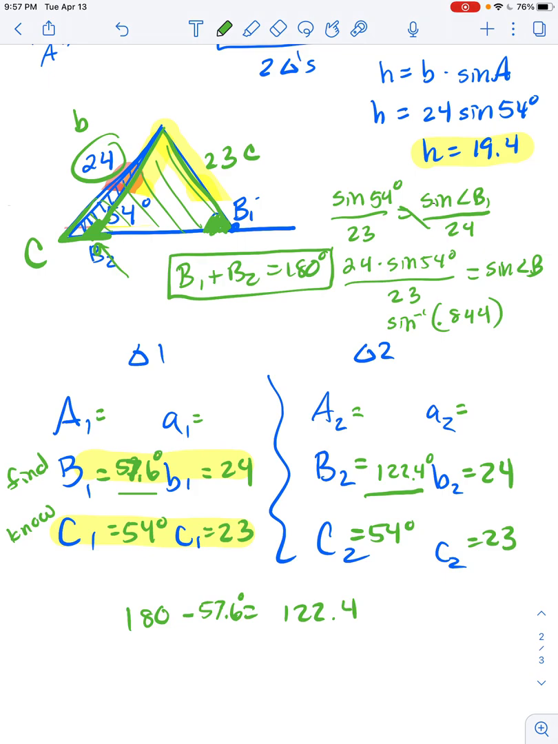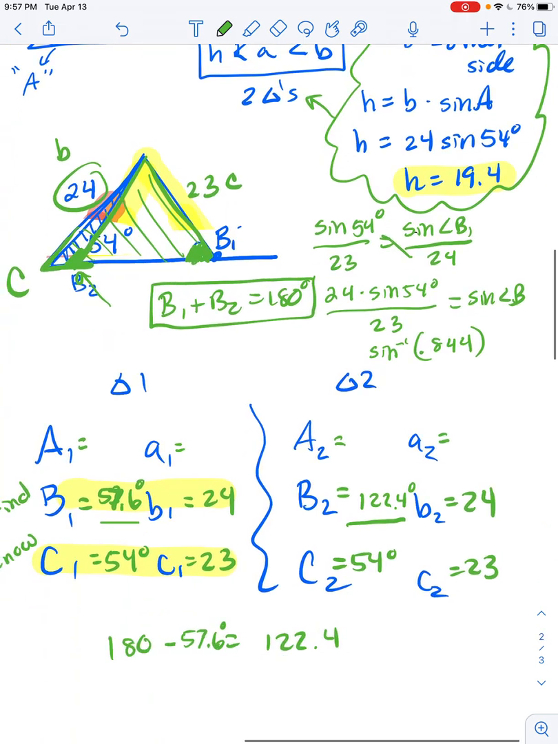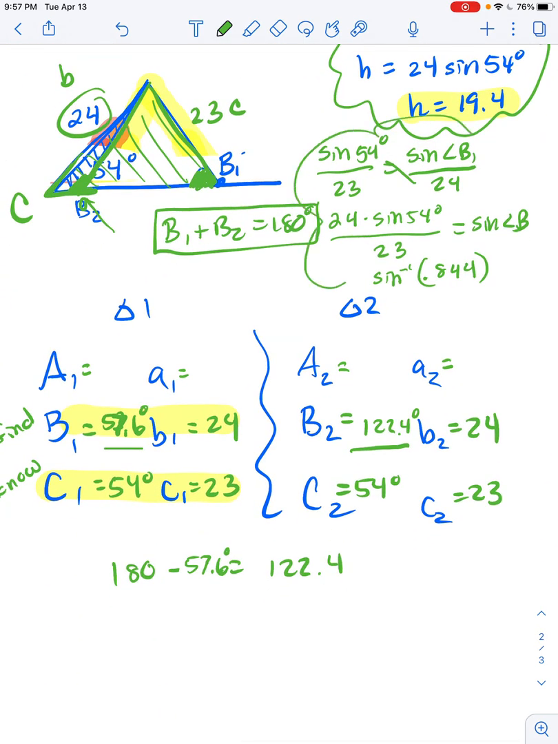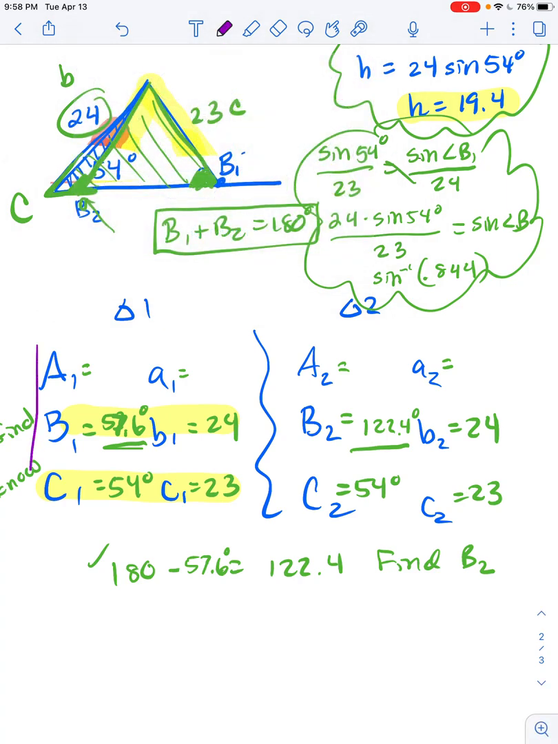So I know this is a lot of work, but at this point, all I've done up here was just kind of look and compare numbers to decide how many triangles I'd have. Then I used the law of sines one time to find my option 1 for angle B. Then I just subtracted to find B2, meaning the second option for that angle. Now you can use what you know about triangles. You know that these total 180.